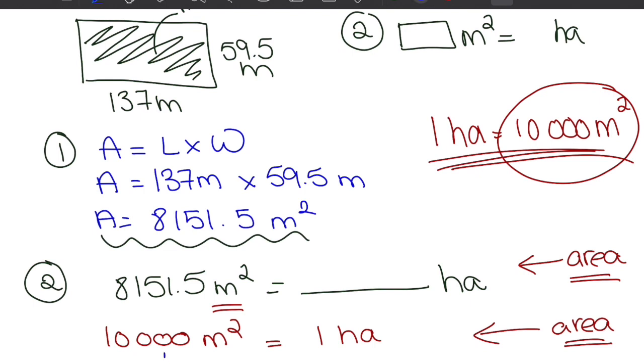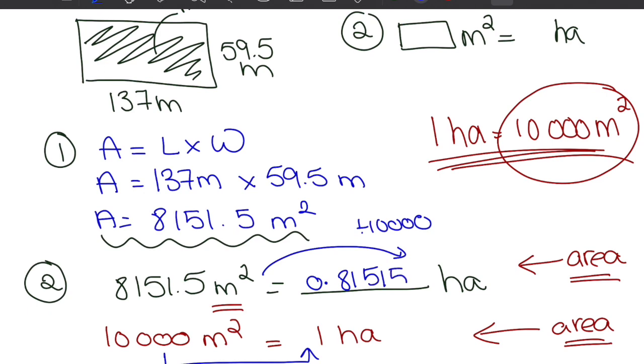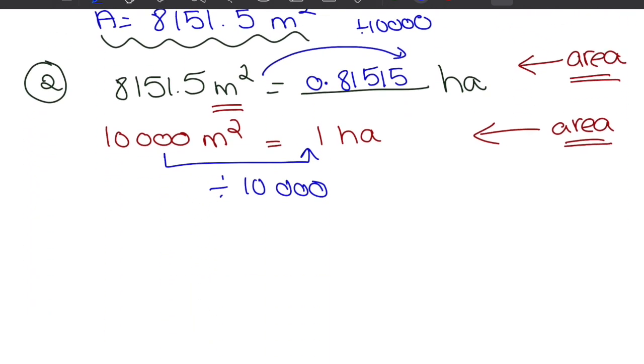Okay, so now, how do I get from 10,000 to 1? I divide by 10,000. So here, I will divide by 10,000. That's it. Here we go. So once you plug this into your calculator, you're going to go 8,151.5 divided by 10,000, and you should get 0.81515. Okay, so I'm going to write that down here again. The area is 0.81515 hectares.